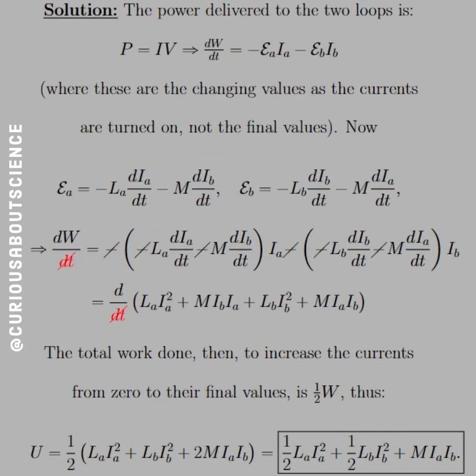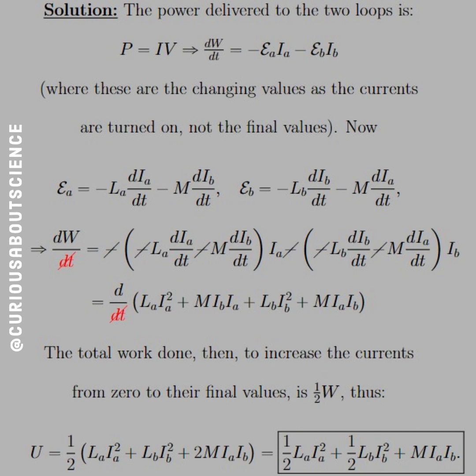All right, so the solution is, we know that the power delivered to the two loops is P equals IV, assuming that everything works and the resistance is consistent. This looks like the power for ohmic, but we know that power is the change in work over the change in time, so we'll just go ahead and substitute that in. dW/dt is equal to, well, what is I and V here?